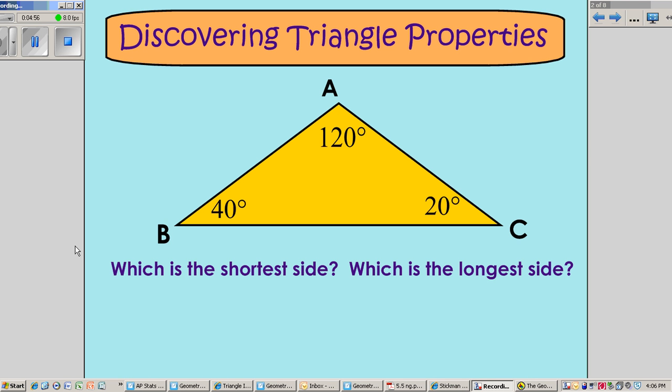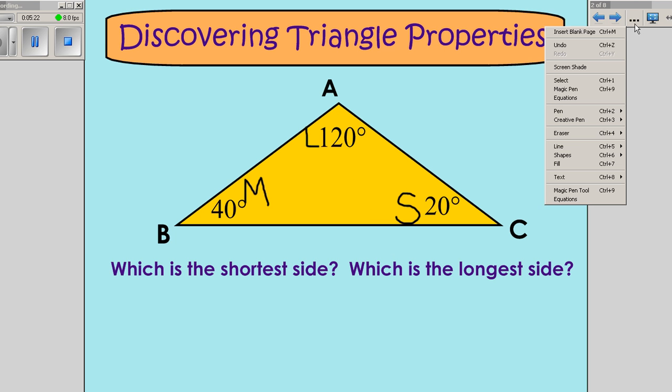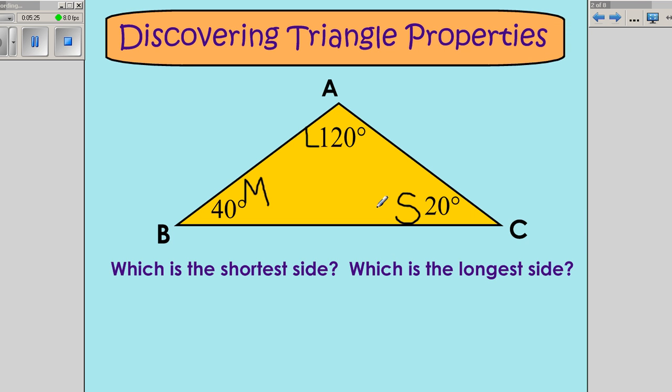Let's return to the initial problem that we had started with, and that was which is the shortest side, which is the longest side. Well, looking at our triangle, I can start to order these angle measurements. I'm going to call this my smallest angle measurement. I'm going to call this my medium-sized angle measurement, and I'm going to call this one, the 120-degree angle, my largest angle measurement. The next thing we're going to need to do is take a look at what sides these are across from. So my smallest angle measurement is across from side AB. So we can say which one is the shortest side. Well, segment AB is going to be our shortest side.